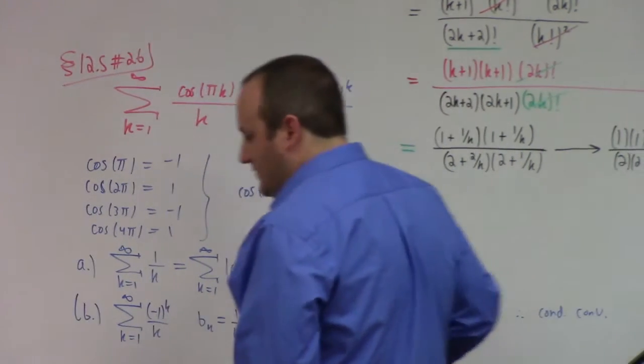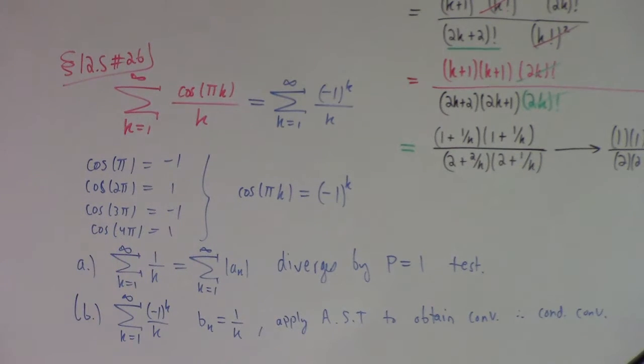This is not a complete solution. This is an outline of a solution. The complete solution will include comments like b sub k is positive, decreasing, and has limit 0, right? But I'm tired of writing.